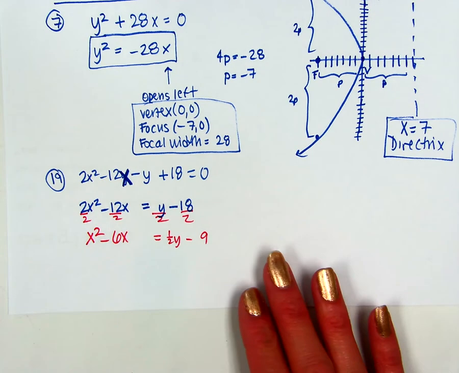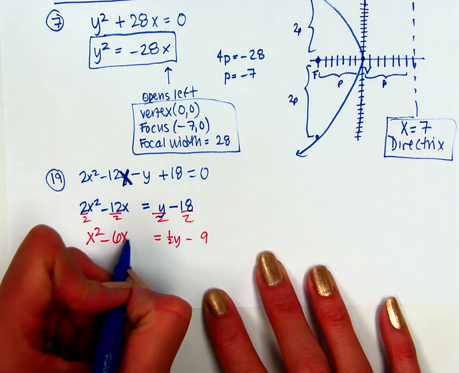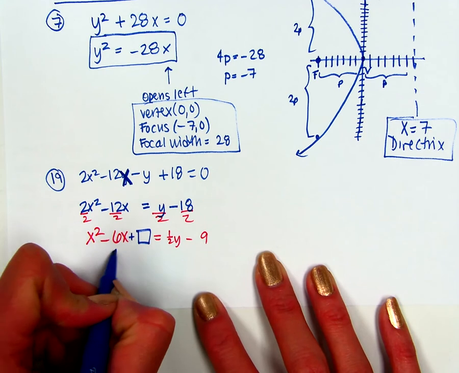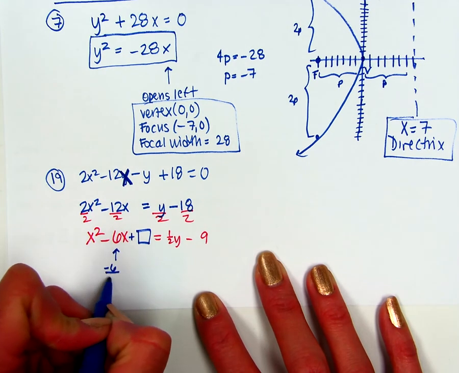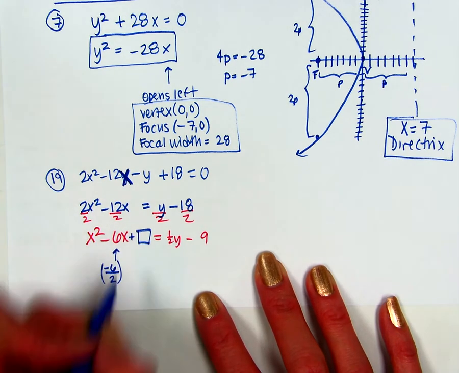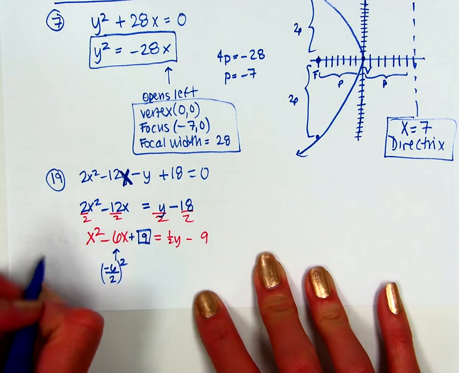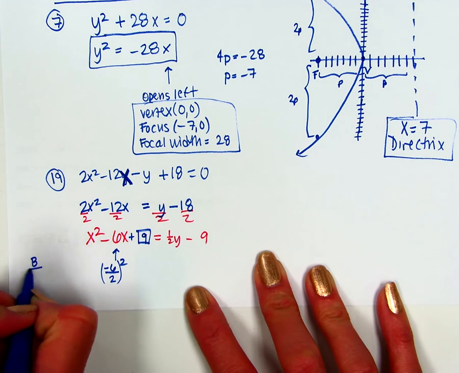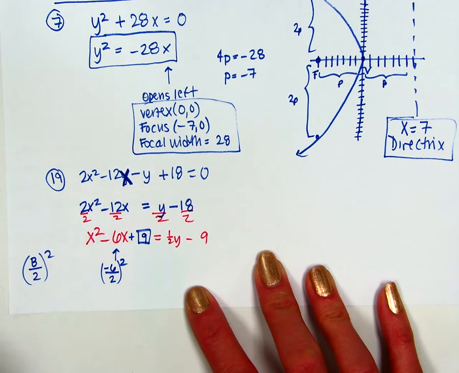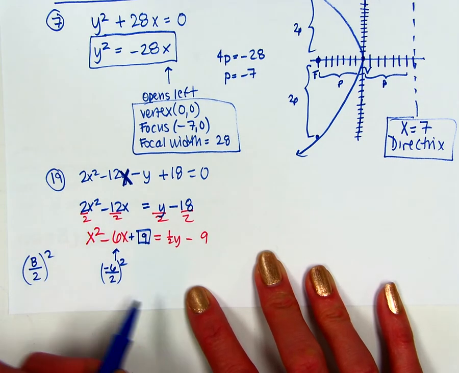All right, so now I'm going to complete the square. So to do that, you're going to take half this term, so negative 6 divided by 2, and I'm going to square it. Negative 6 divided by 2 is negative 3. Squared would be 9. Right, a little formula for that would be half the middle term squared. So b divided by 2 squared. That goes in your box.